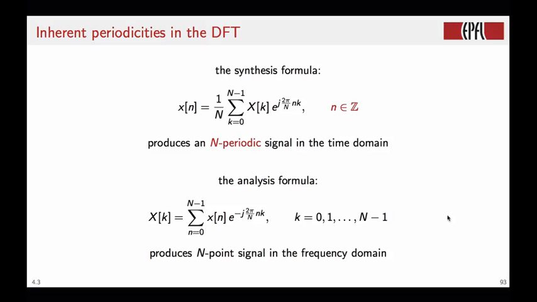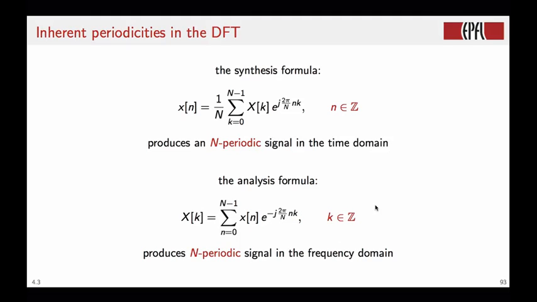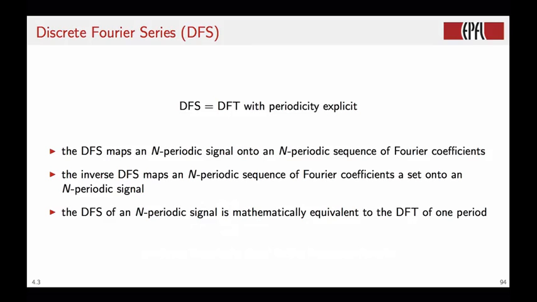Actually, the same holds for the analysis formula. You can let the index k roam over the entire set of integers, and since it appears only in this complex exponential here, again, it will be as if k was looping over the 0 to N minus 1 range. So what happens really is that you can consider the sequence of DFT coefficients as an N periodic signal in the frequency domain.